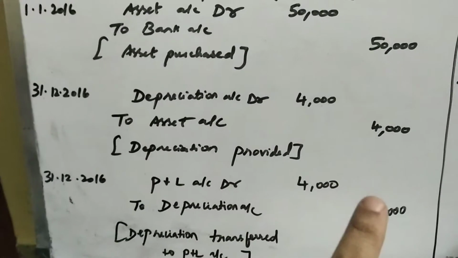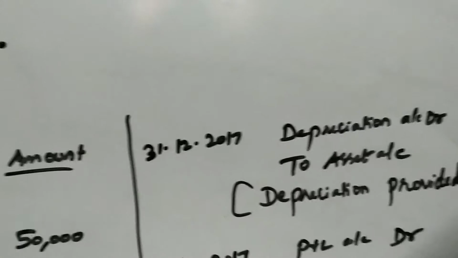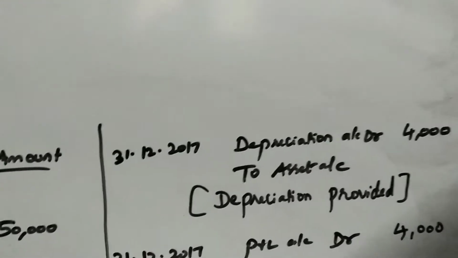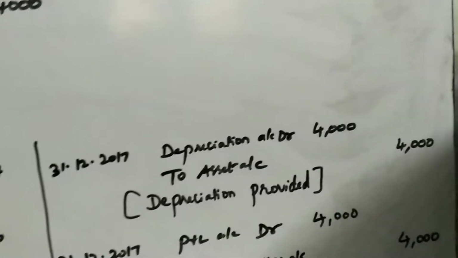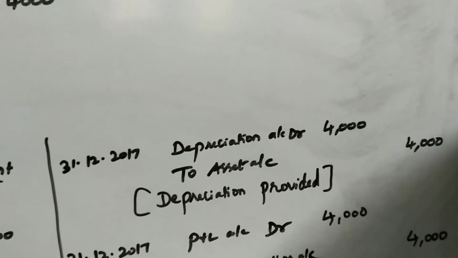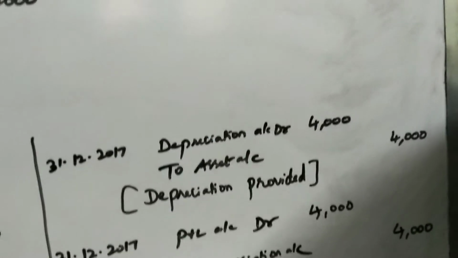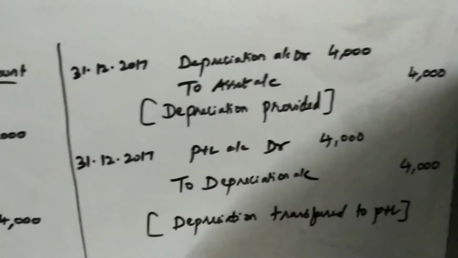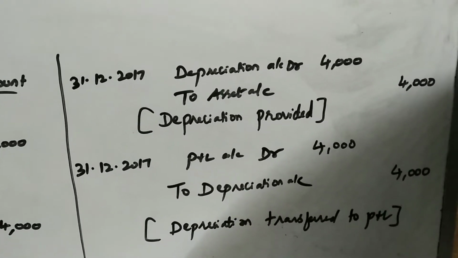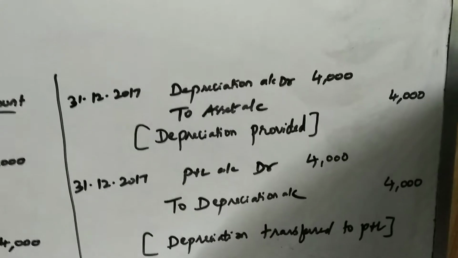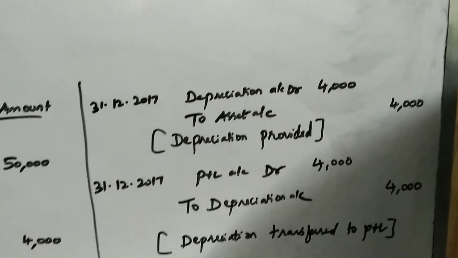Then the next year, only on 31st of December 2017, you are charging depreciation again for the second year. Depreciation account debtor to asset account. So depreciation provided 4,000. Then it has to be transferred to P&L account. So on 31st of December 2017, P&L account debtor to depreciation account. So depreciation transferred to P&L. Able to understand this?